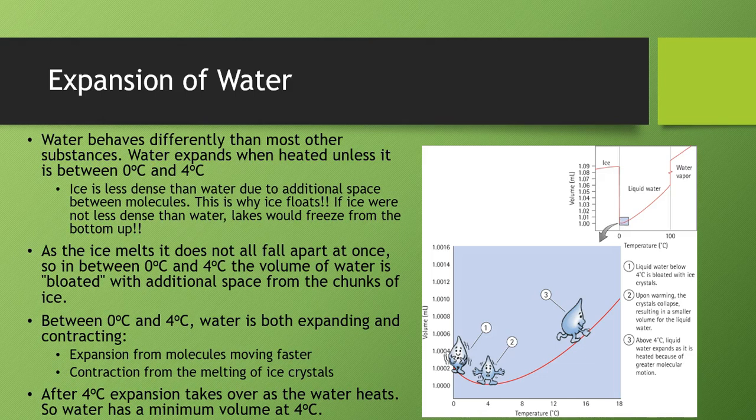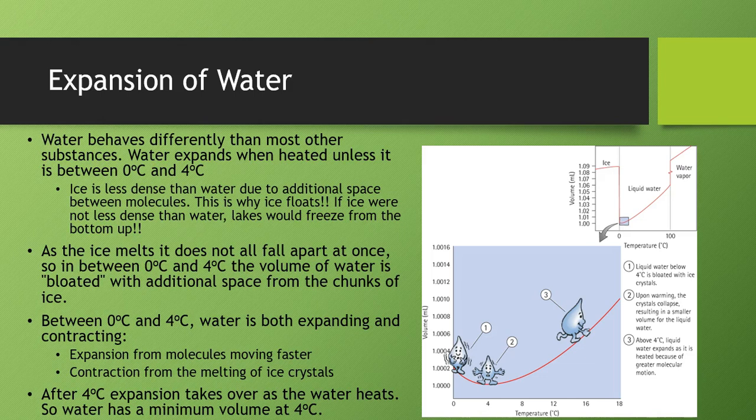And what that means is that the water system that you have is bloated with this additional ice. And so it's more spread out. So even though it's warming, it's both expanding and contracting at the same time. The expansion comes from those molecules moving faster, just like everything else that warms up. But the contraction comes from the melting of the ice crystals. The ice takes up less and less space as it melts. And so the water actually reduces in volume.